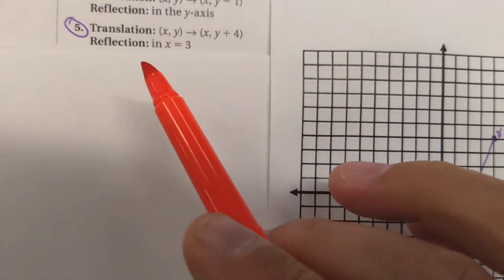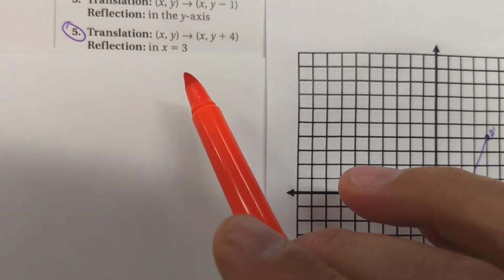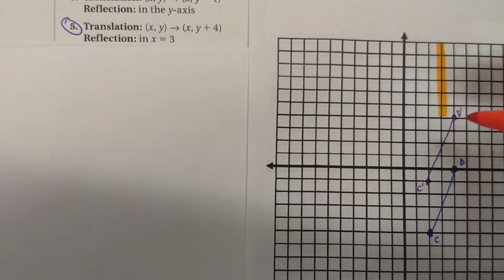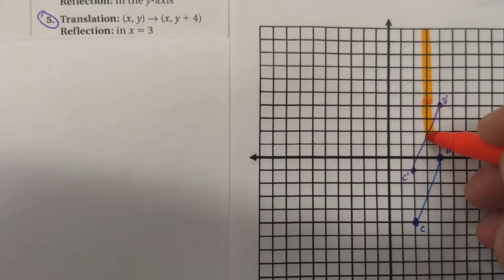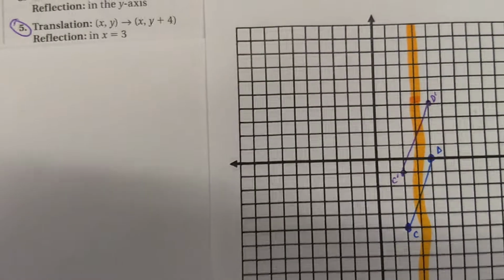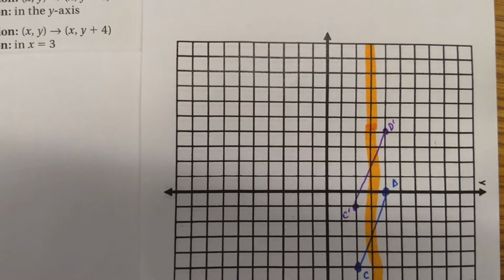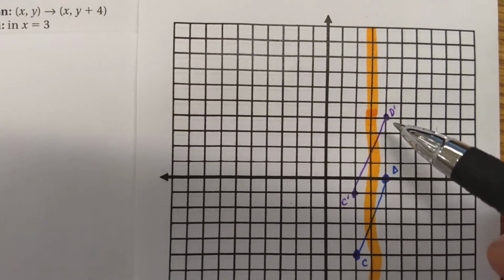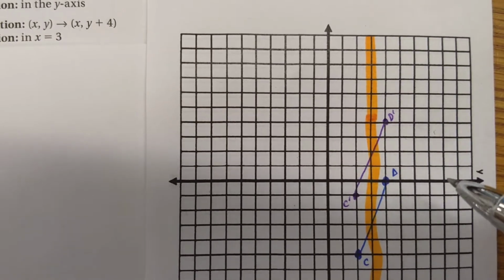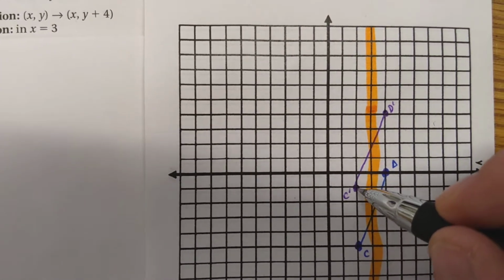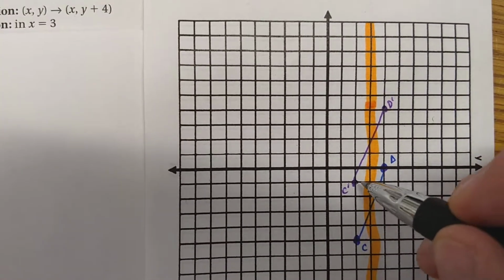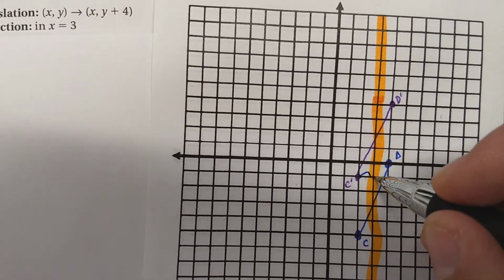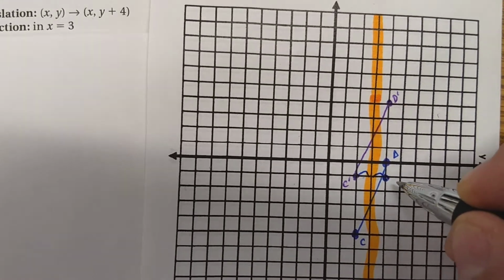Remember, we still need to take that new prime image and reflect it across the line x equals 3. X equals 3 is this vertical line right here. And we're not reflecting our original line segment, we're reflecting our new prime line segment. Okay, so what we're going to do is take C prime, and since it is 1 unit away from the line of reflection, we're going to put it 1 unit on the other side.